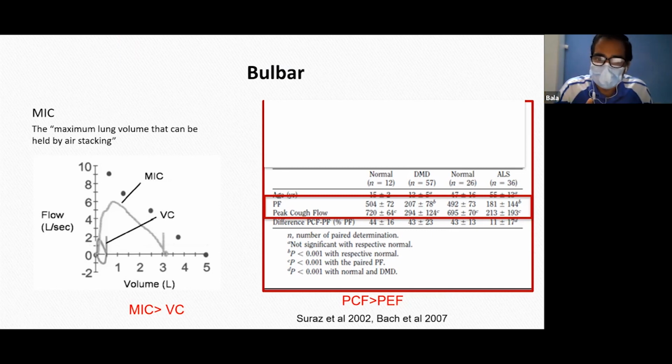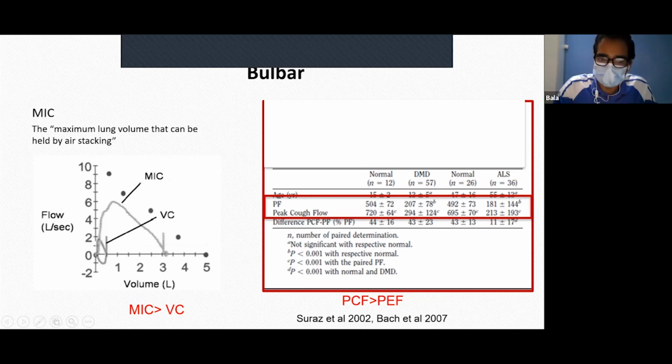If you cannot achieve a greater MIC than VC, then the bulbar is not intact. For air stacking, you need to stack, which means the bulbar has to be intact. So this is one way to assess bulbar. There are two ways to assess bulbar. Either you can measure MIC and see whether it is greater than VC, then the bulbar is intact.